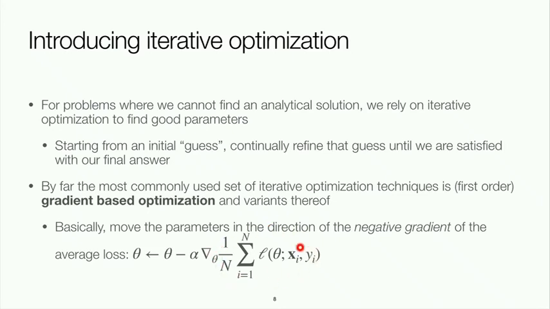So I look at my average loss, and then I compute the gradient of the average loss with respect to my parameters, okay? And then I'm going to take my parameters and move them in the direction of this negative gradient, okay? What is this alpha? This alpha is some small number, think like 0.01 or 0.001. It depends on what you're working on, but it's some small number that we usually call a step size or a learning rate. And it basically says don't move too much in that direction, right?